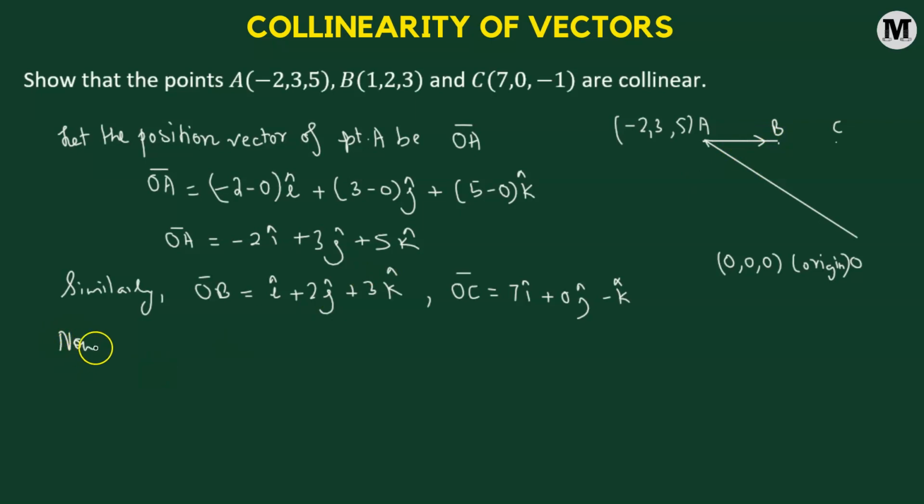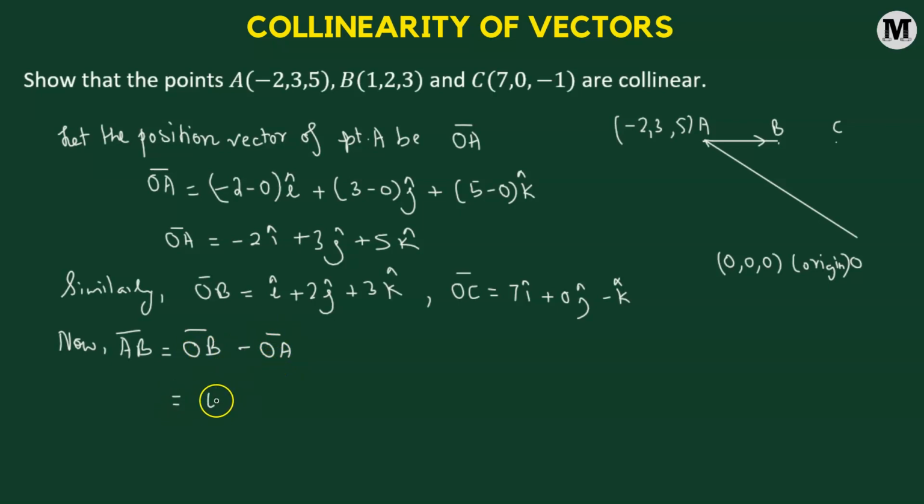Okay, next we'll try to find the vector AB. Now to find the vector AB, all we have to do is take the position vector of the endpoint, that's the point B, and from it subtract the position vector of the initial point, which is the point A. So we have OB vector minus OA vector.